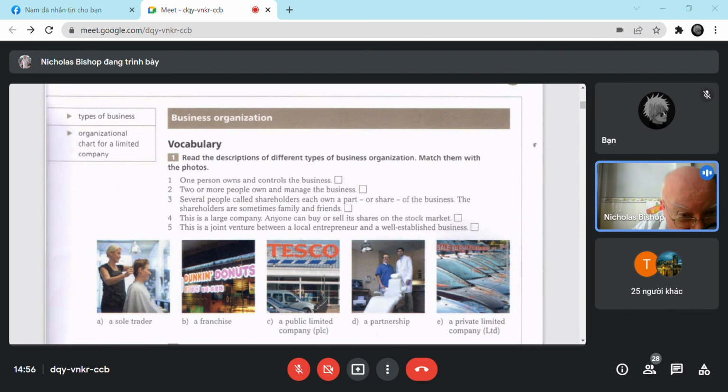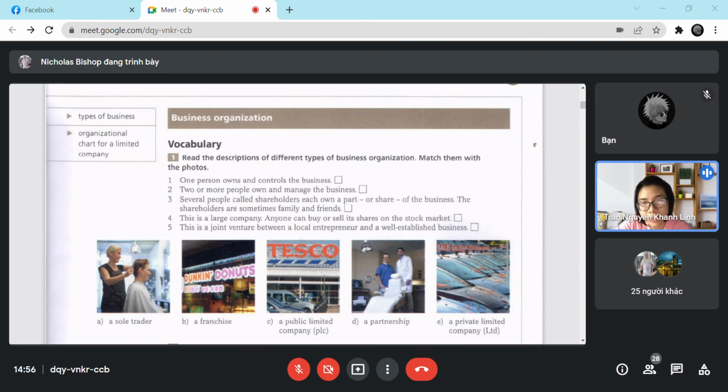And then number 2: 2 or more people own and manage the business. Which one is number 2? We had A, so it has to be B, C, D, or E. I think D, a partnership. A partnership, D. Yeah.